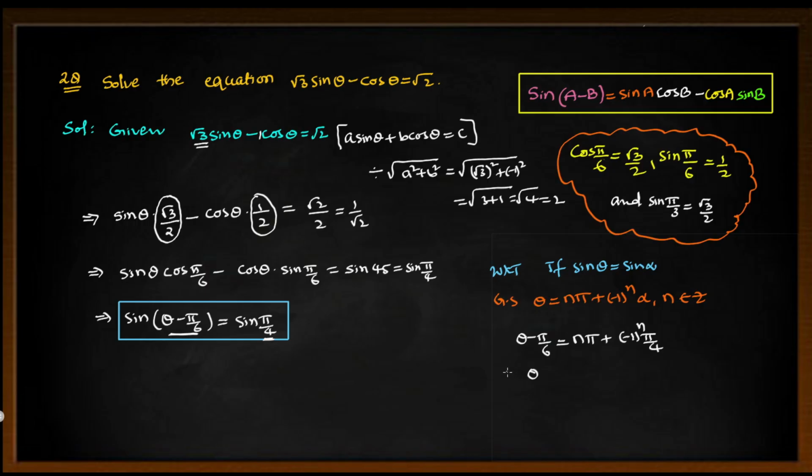From this one we can make theta as a subject. Theta becomes n pi plus minus 1 to the power of n pi by 4. This minus pi by 6 becomes plus pi by 6, where n belongs to Z. So this is our final answer of the given question. The solution of the given question is theta equals n pi plus minus 1 to the power of n into pi by 4 plus pi by 6. Okay.